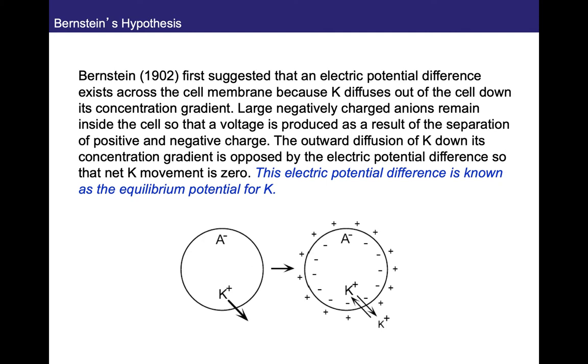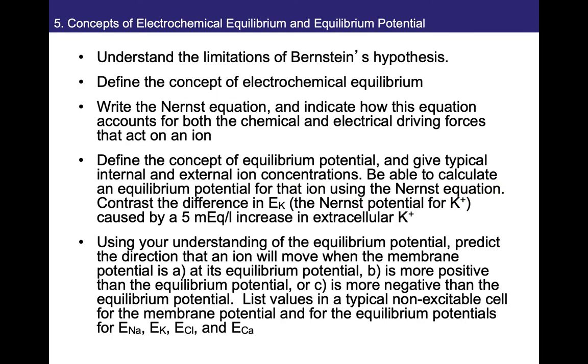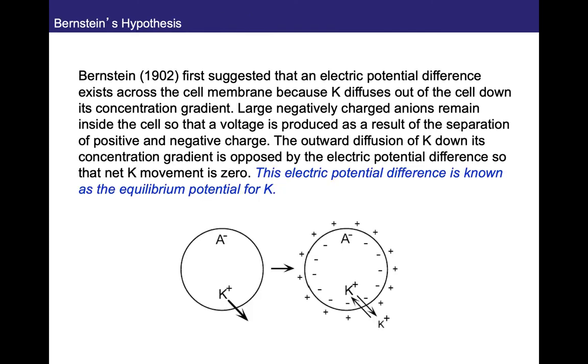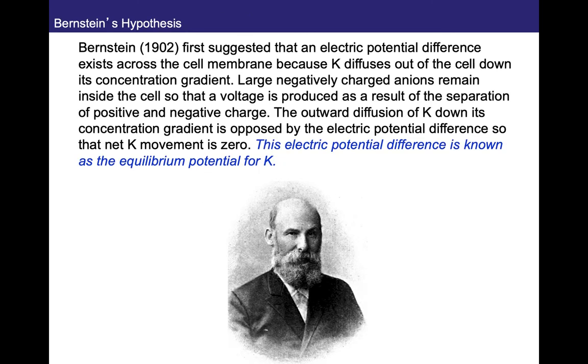All right, so this is Julius Bernstein. In 1902, he was grappling with how to think about the resting membrane potential that he was measuring with a voltmeter. He's trying to figure this out. What is the resting membrane potential all about? I'm measuring this negative value, this negative potential. I'm not sure I'm getting it.